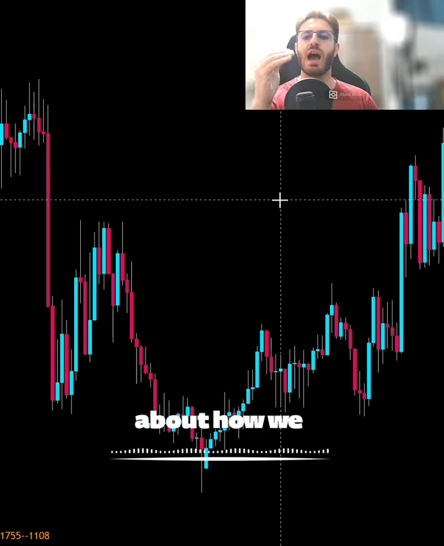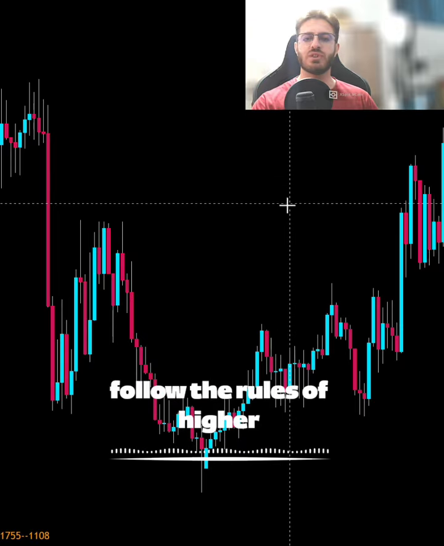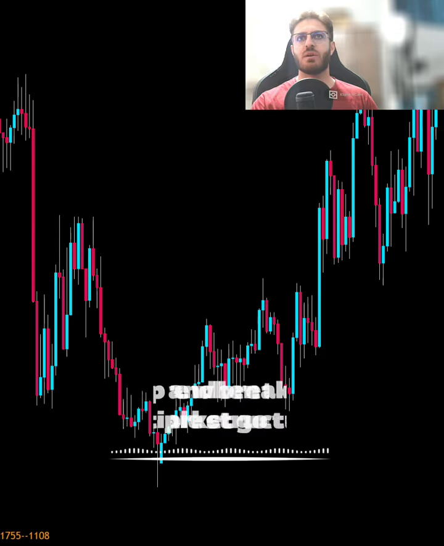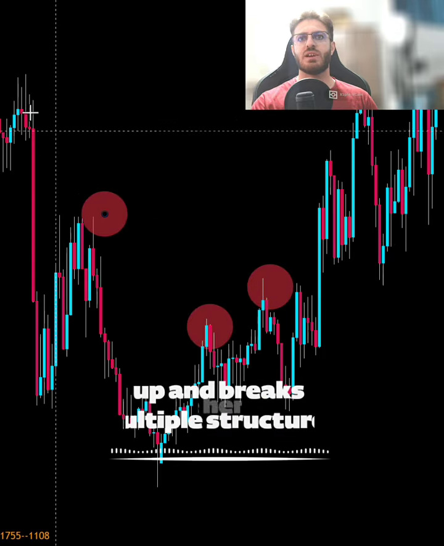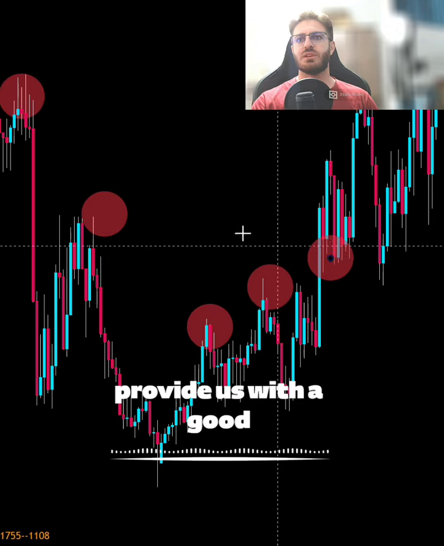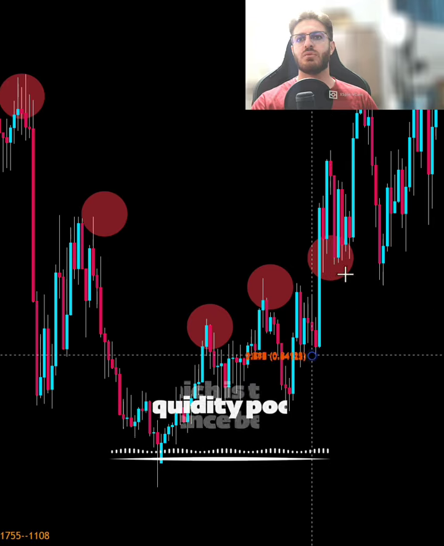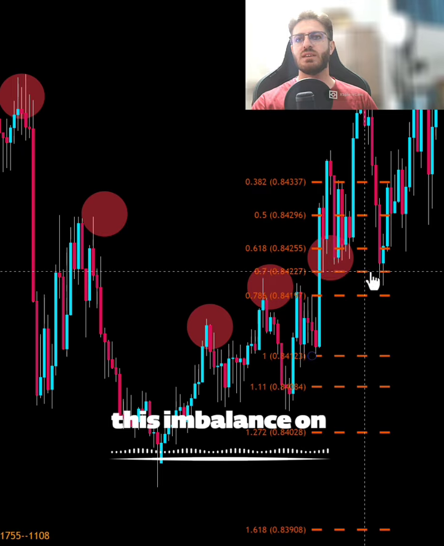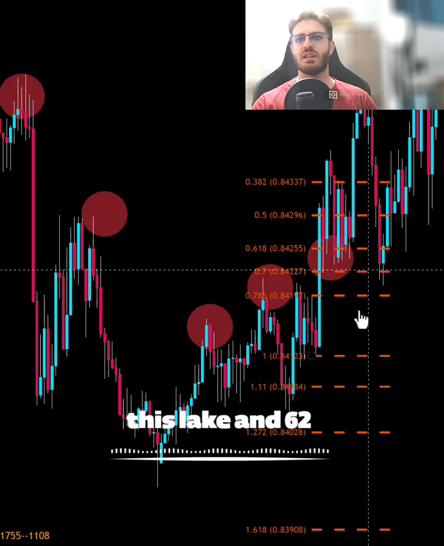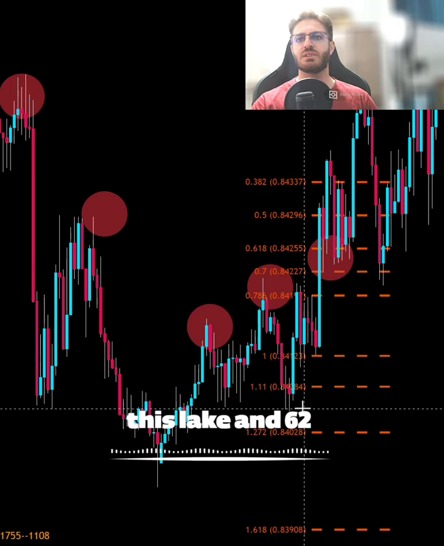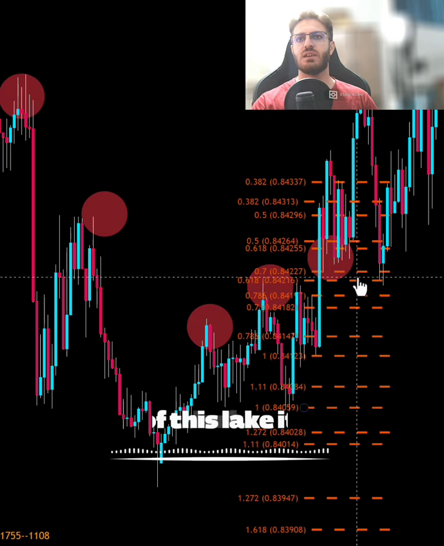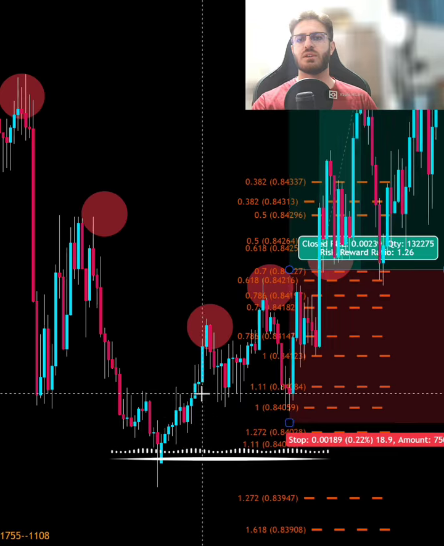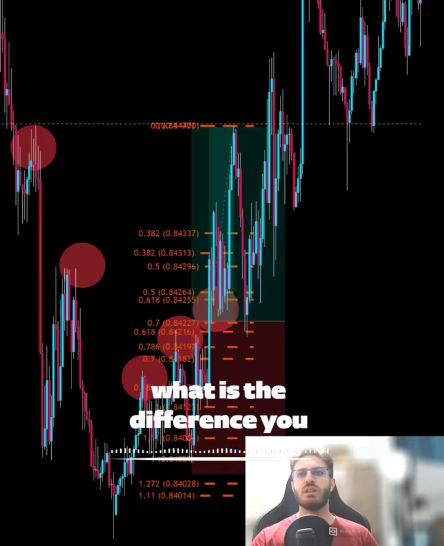We talked about how we follow the rules of higher time frame in lower time frame, and we have that here. When the market goes up and breaks multiple structures like here, it provides us with a good liquidity pool, which is the confluence between that liquidity pool and this imbalance on 70% of this leg and 62% of this leg. It is a wonderful place to place another entry and put your stop loss at this low. But what is the difference?